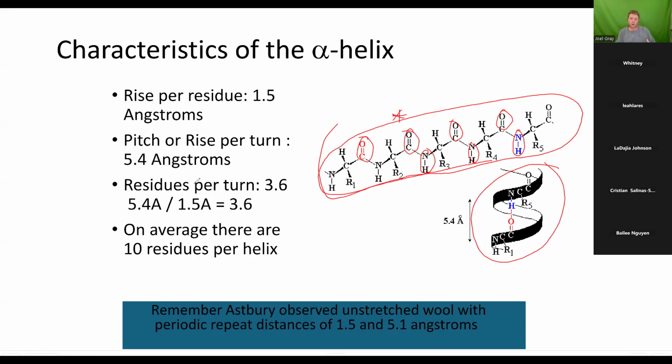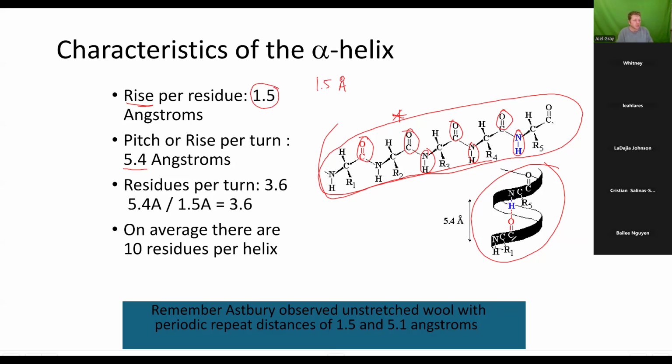So ultimately, individual parts of this alpha helix were measured and given approximations on the size. This rise is a term that I want you to be thinking about because this alpha helix is taking place in 3 dimensions. So we've got our X, our Y, and our Z plane. When we think about a single amino acid, we want to think about how tall it is and how much space it occupies. And the rise per residue is approximately 1.5 angstroms. Now the pitch, or rise per turn, is 5.4 angstroms.